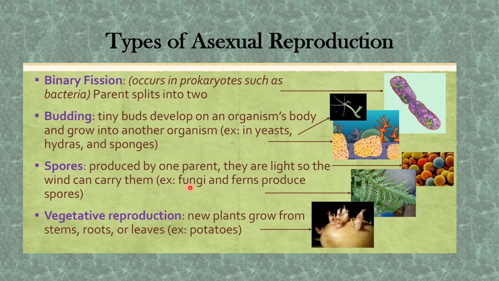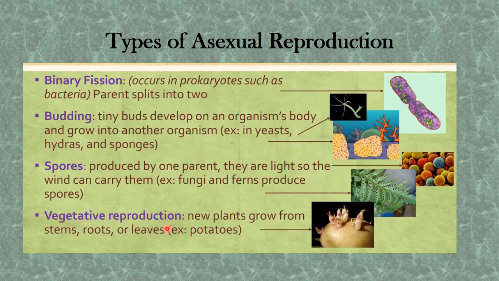Examples of organisms that carry out spore formation, we have fungi and ferns. They produce spores. So once these spores are carried by wind, as you can see in the examples here, and they land on a particular surface, they grow into an adult organism.